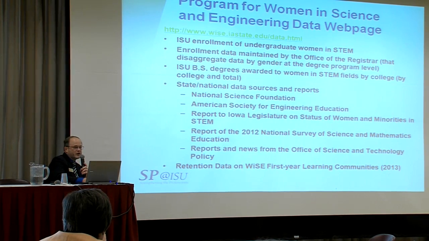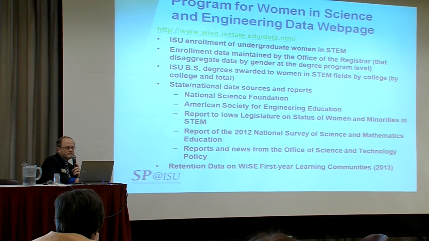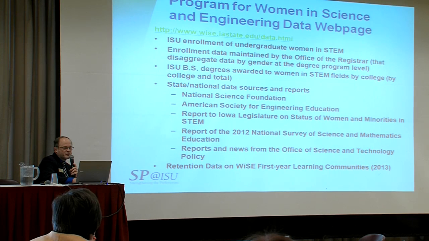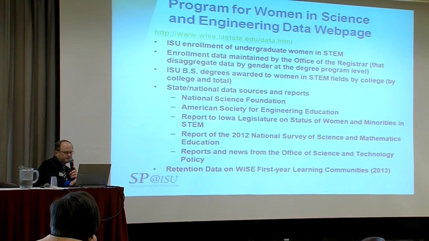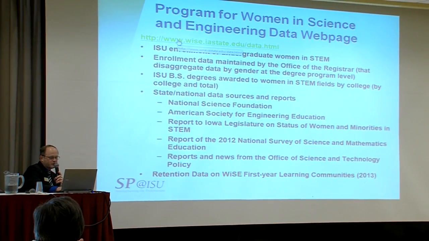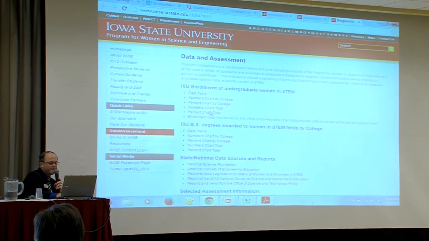So basically, you get information out of the PWIS data source on enrollment, number of degrees awarded to women in STEM fields by college, as well as overall at Iowa State. There also are state and national data sources available. Let me go back and revisit that for a moment so you can see that.